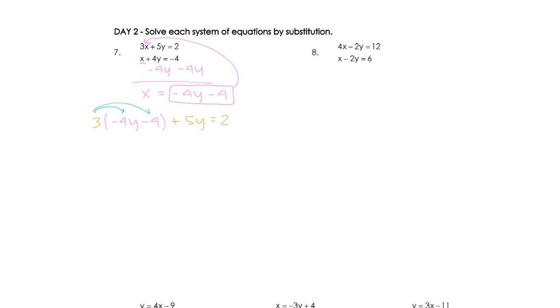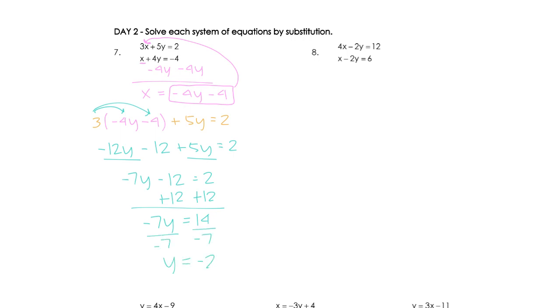So I'm going to distribute, and I have negative 12y minus 12 plus 5y equals 2. Then I'm going to go ahead and combine my like terms. When I do that, I have negative 7y minus 12 equals 2. Add 12 to both sides. And I have negative 7y equals 14. Divide both sides by negative 7. y is equal to negative 2.